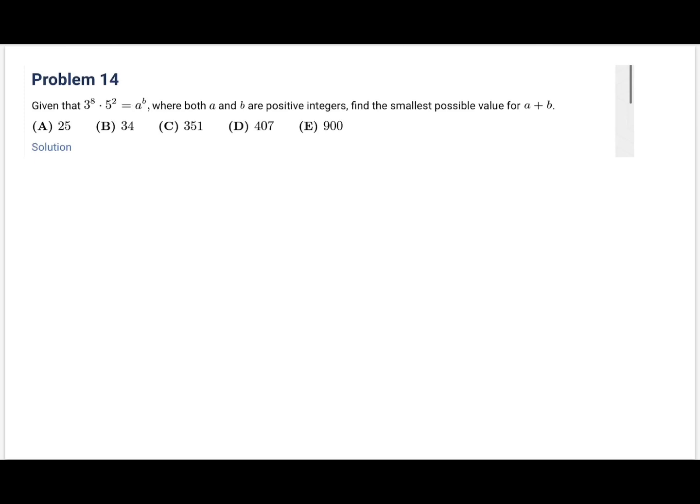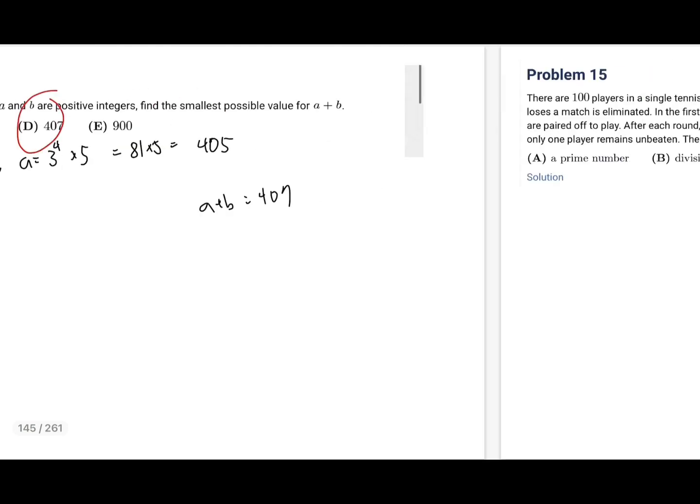So b would have to be 2, a would have to be 3 to the 4th power, multiplied by 5. This is 81 times 5. This is 405. And so b is 2, a is 405, a plus b equals 407. The answer is D. Number 15.